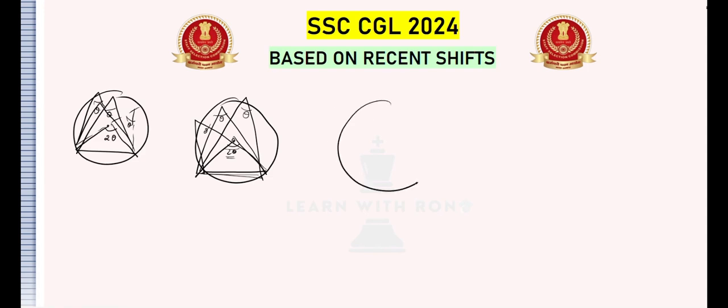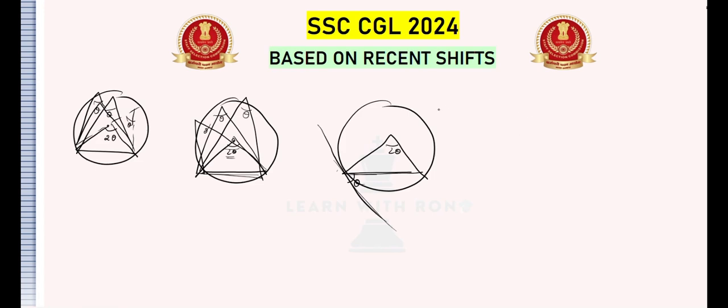And one more thing. If this is a chord and it makes 2 theta here, and if there is a tangent here, the angle made between the chord and the tangent is nothing but theta. Try to remember theta.